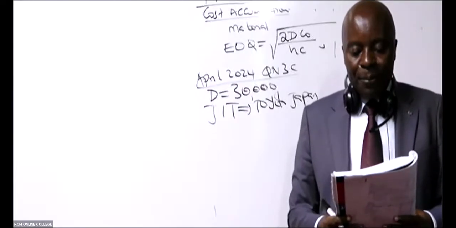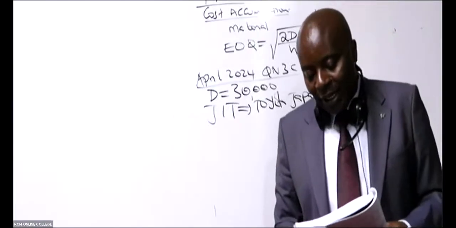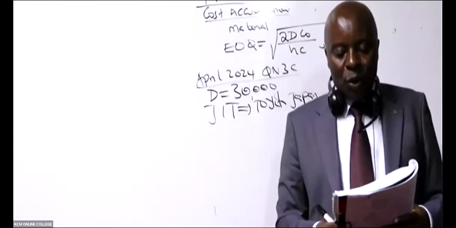So we are told the following information is provided. We have purchase cost per unit. Current system is 400. Proposed system is what here?